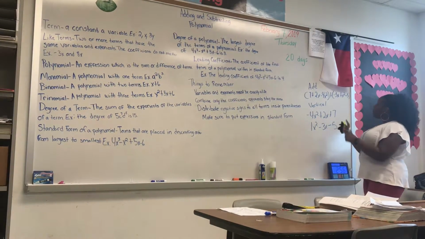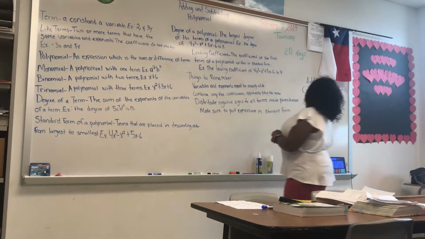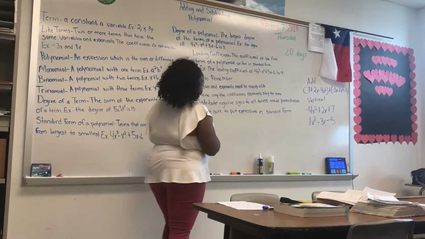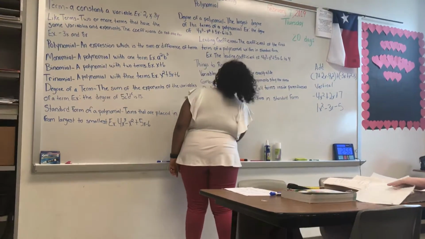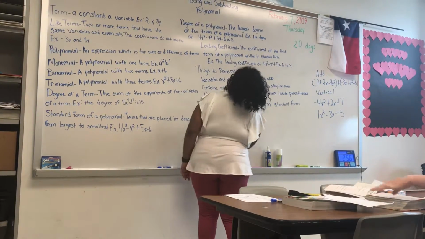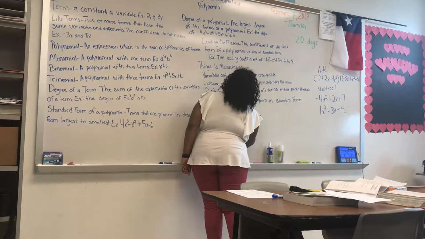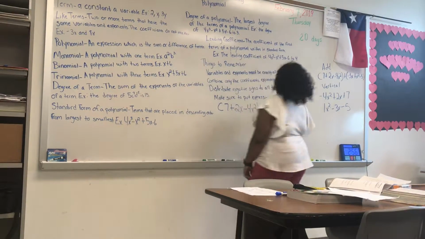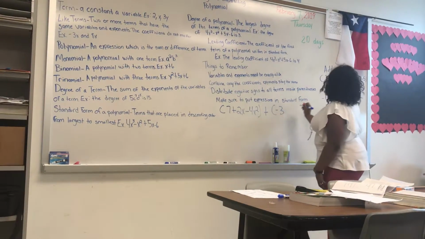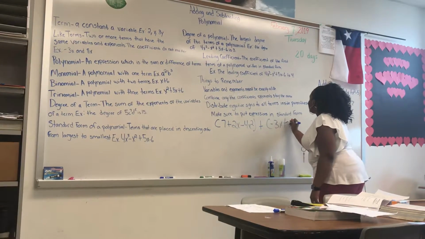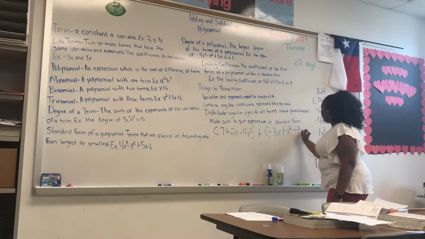Okay, so the first thing we're going to do is add. I'm going to move this over here so you all will be able to see it more. So the first problem we have is 7 plus 2x minus 4x squared plus negative 3x plus x squared minus 5.